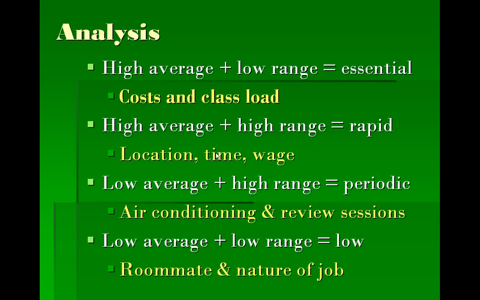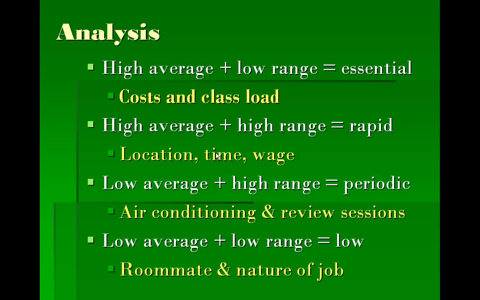Location, time, and wage all had high averages and high range, classifying them under rapid collection classification. Items in this data are not routinely collected, but used for planning. One can plan to collect these items when the need for information becomes more clear.